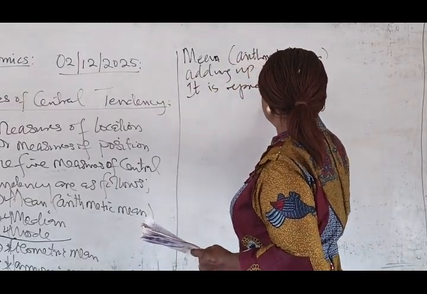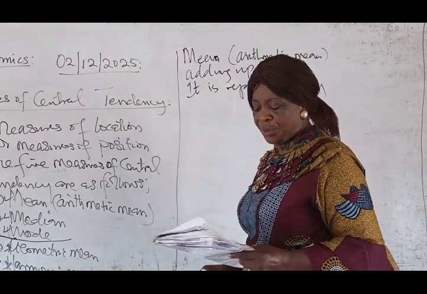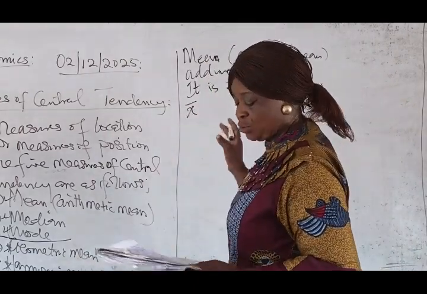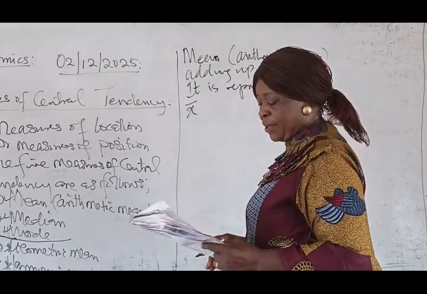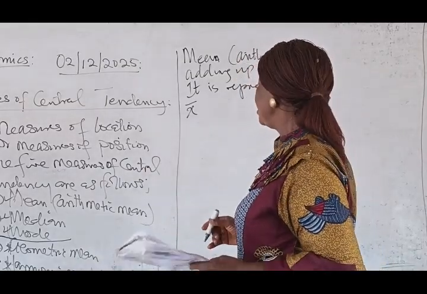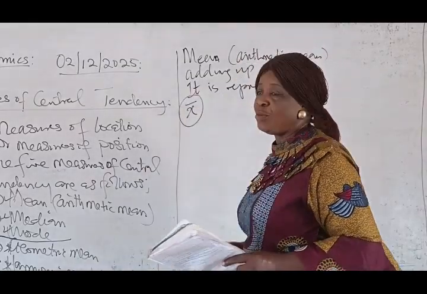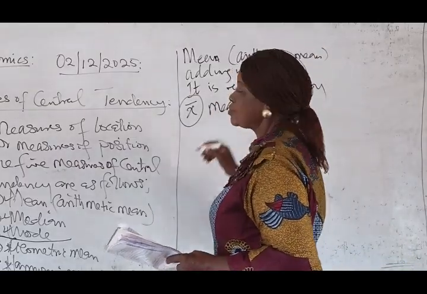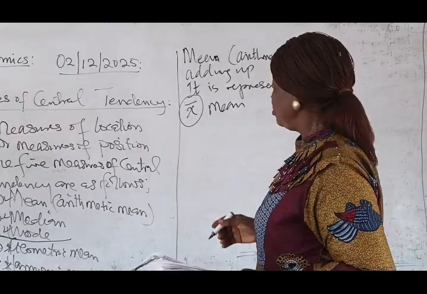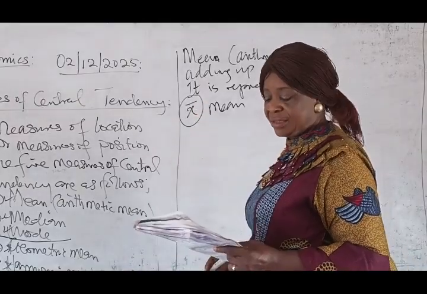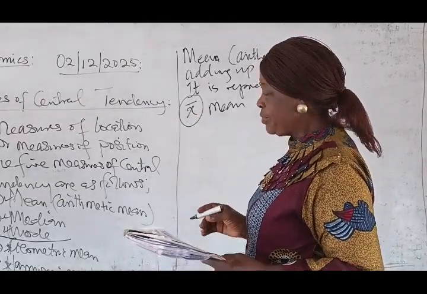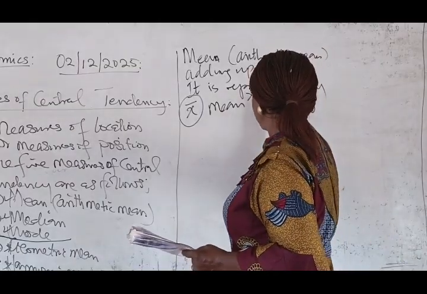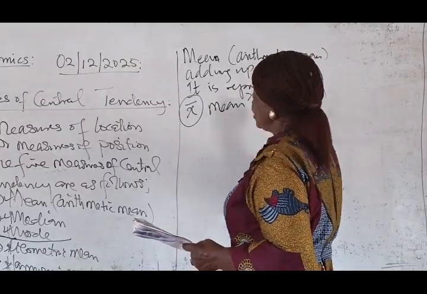The mean is represented by this symbol, X bar. Don't worry, I'm going to explain more on this. X bar is the mean. So it's either you use X bar when you want to calculate the mean, or you write mean. Anyone. But this is the symbol that represents the mean. We call it X bar.